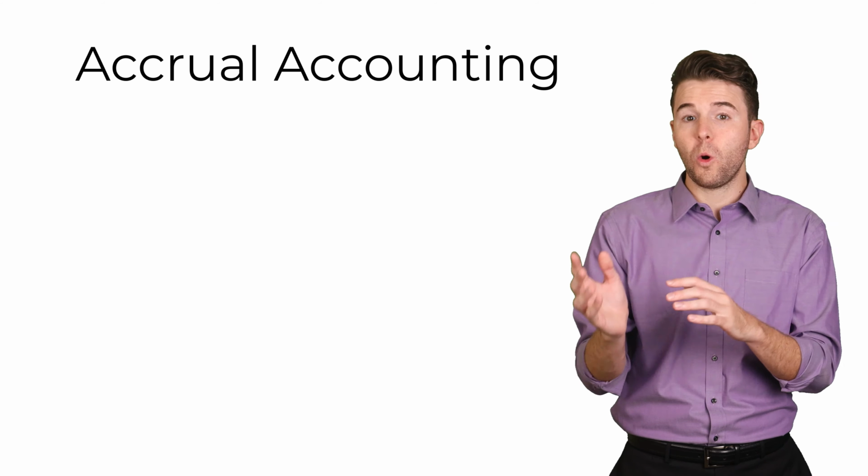To record this entry, we debit insurance expense for $100 and credit prepaid insurance for $100. We credit prepaid insurance to reduce that prepaid asset account because now 1 month of that insurance has expired. Let's do another prepaid asset example.